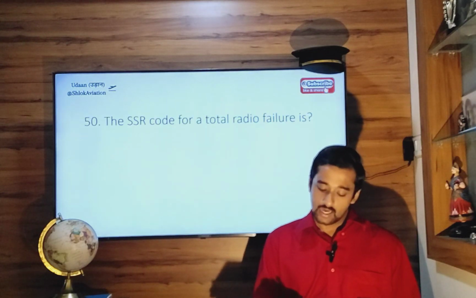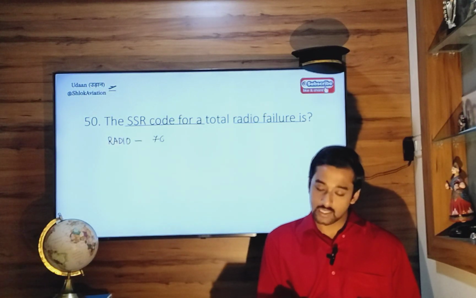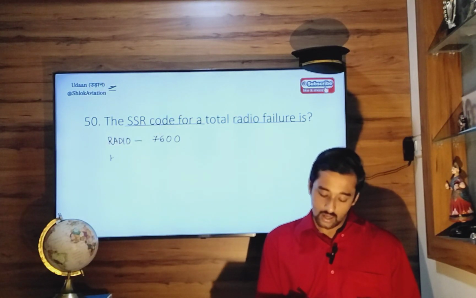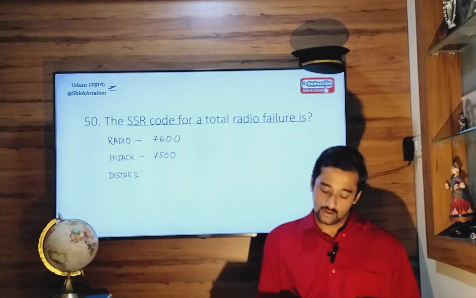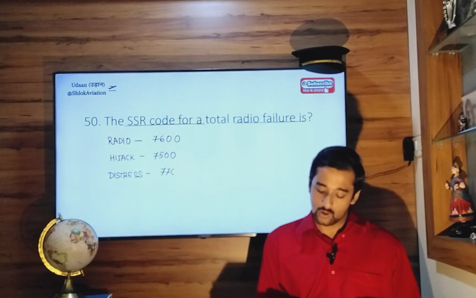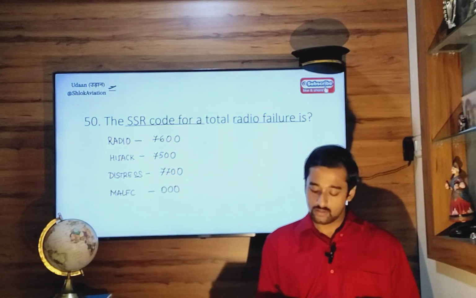Question 50. SSR code for a total radio failure. So for radio failure, the SSR code is 7600. Hijack, remember, 7500. Distress emergency, it is 7700. Transponder malfunction, it is 000.